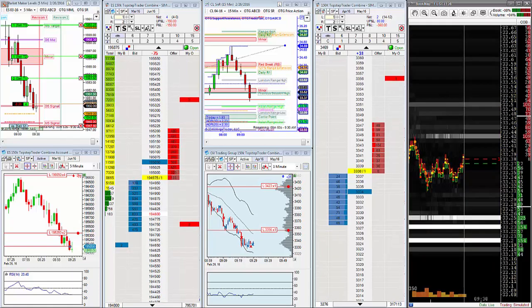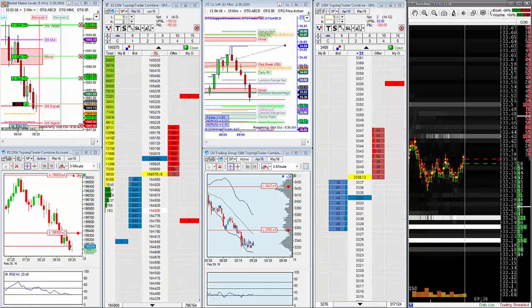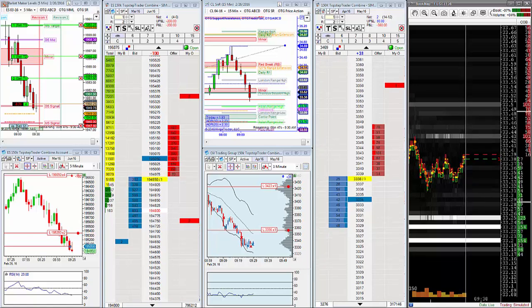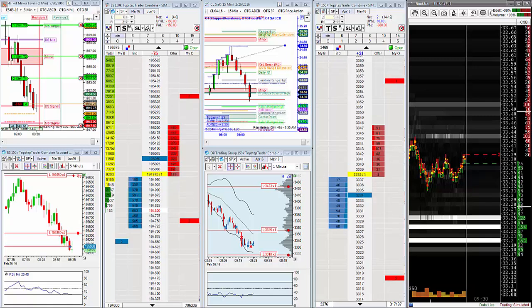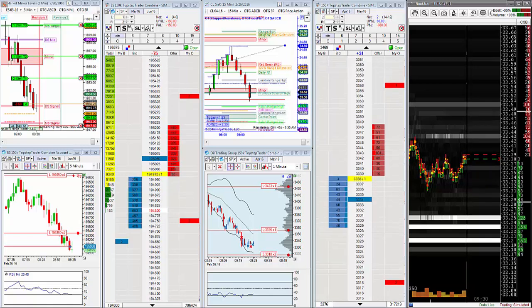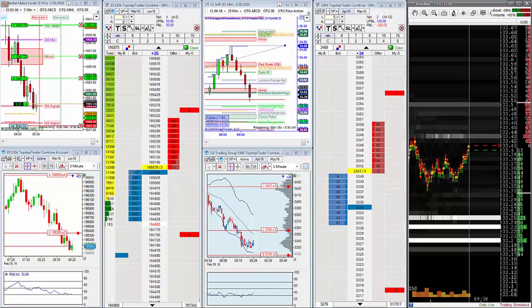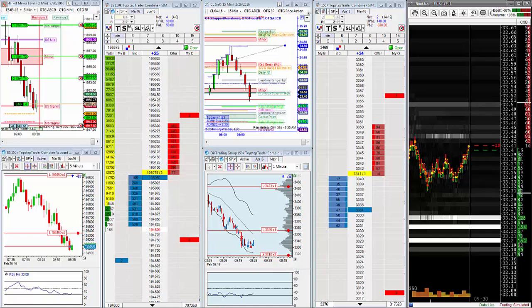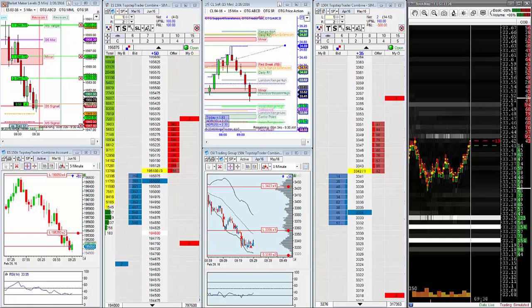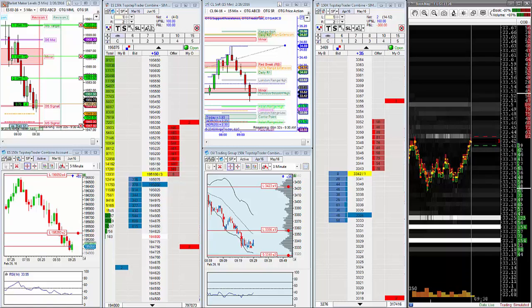56 is the target. The stop is 18. Stop is at 18. 56 is a target. You've got 43. 43 up above you. You've got some liquidity we've got to get through at 43. Oh, thanks, Kareem.